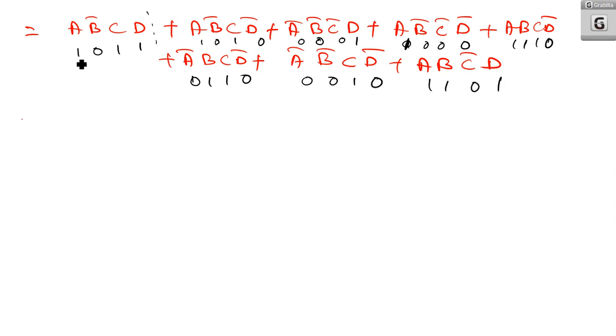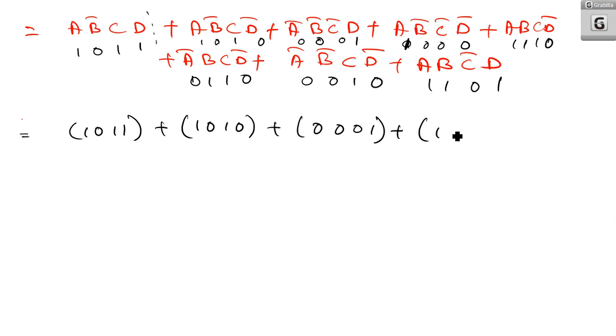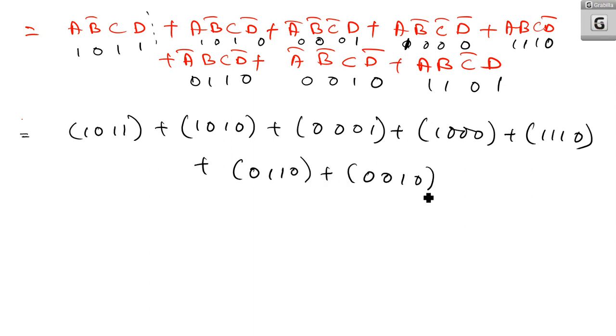Okay. So which are the terms you got? You got 1 0 1 1, or 1 0 1 0, or 0 0 0 1, or 1 0 0 0, or 1 1 1 0, or 0 1 1 0, or 0 0 1 0, or 1 1 0 1.